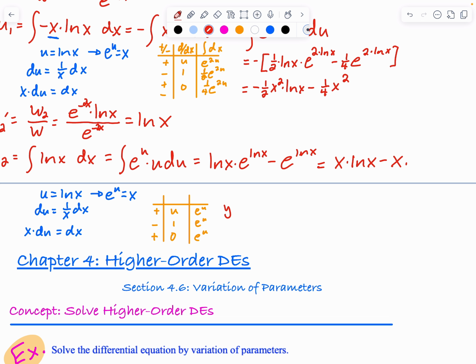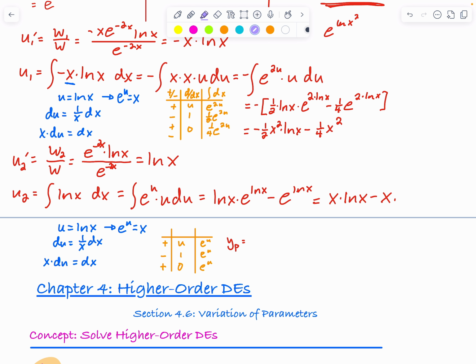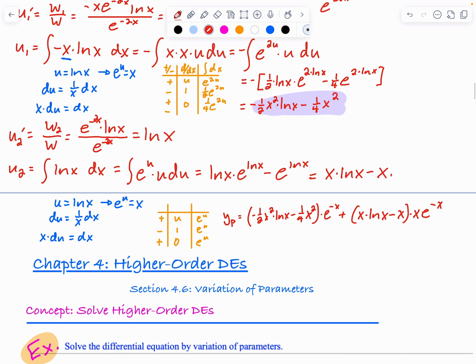So y sub p is going to be u1 times y1. So u1 was, where did we get our solution? That was right here. So we're going to get that whole thing, negative 1/2 x squared times ln of x minus 1/4 x squared times e to the negative x. And then the second term, I'm going to have x times ln of x minus x times e to the negative x. So that's y sub p. I'm actually kind of out of room here. Our general solution y will be y sub c plus y sub p.